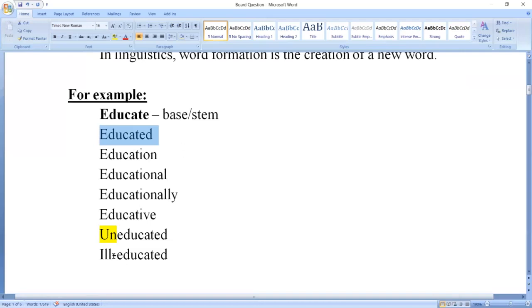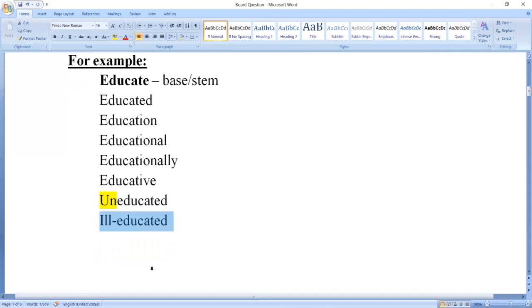Okay, here we have also added ill with the word educated, and it has become ill-educated. So ill-educated is also the antonym of educated, because it also gives the opposite meaning of that particular word. So in this way, by forming newer words, we can find out synonyms and antonyms more easily. So word formation is very important to have a good command over synonyms and antonyms.